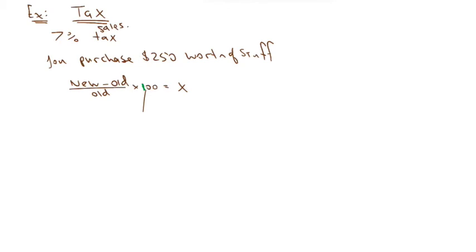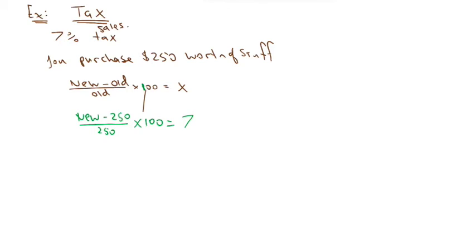Yeah, 7% sales tax. Do I know the new value? No. That'll be the value with tax. Do I know the old value? Yeah. $250 divided by $250 times 100 is equal to 7. Just 7. Because we're dropping the percents from both sides of this weird formula.